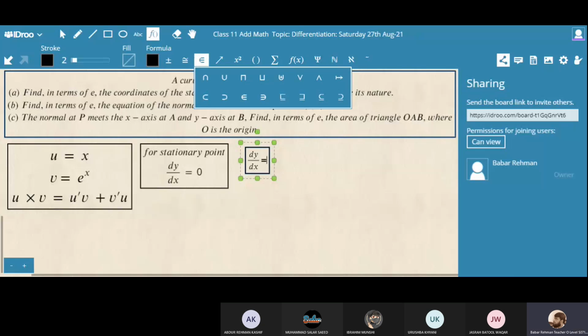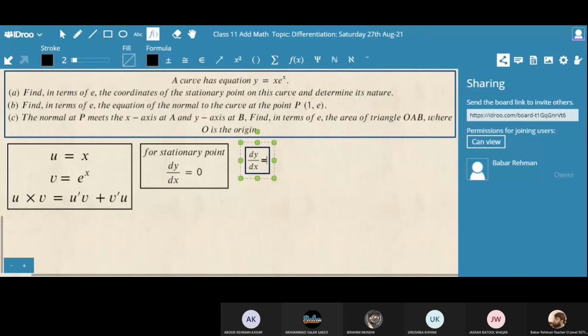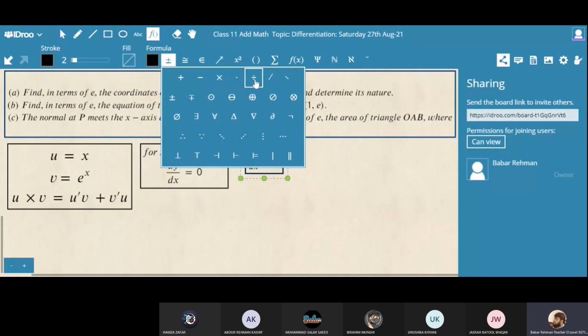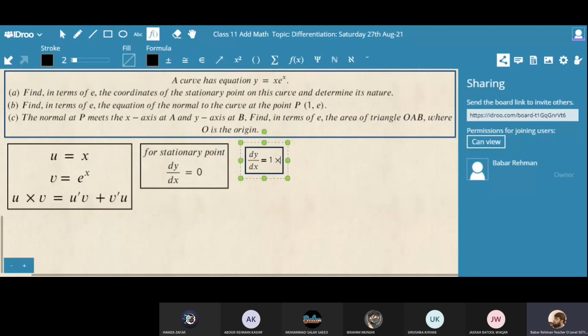Hello, can you hear me? Yes, have you found the derivative? What is u prime? What is the derivative of x? 1, and multiply by the derivative of v. We have found u prime is 1, and v. What is the function of v? e power x. We write it as it is, e power x. And then plus, and then v prime.